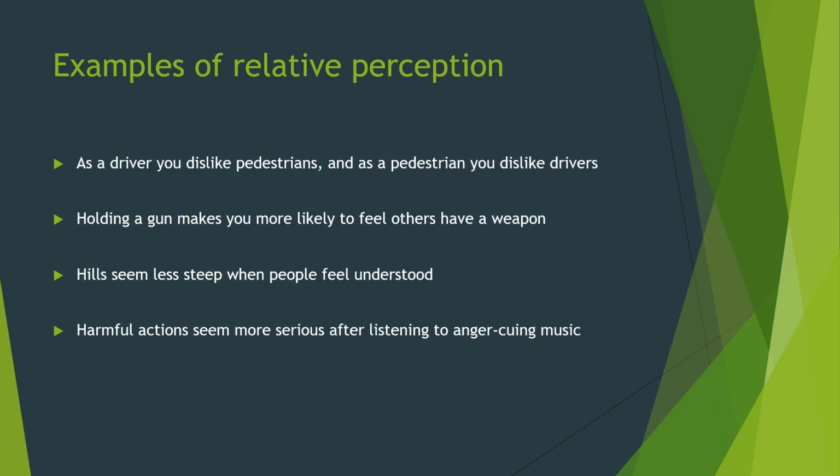It turns out that holding a gun makes you more likely to feel other people have a weapon. It's a strange sort of perception, because you'd think that holding a gun makes you more confident and feel like you might be more in power, but it turns out that holding a gun makes you feel like others have a weapon. A good explanation for this is that it's easier to say that if you have a gun, other people have guns, just because it feels more prevalent. If you don't have a gun, it's easier to feel as though other people don't have guns because, again, they may feel less prevalent. Hills may seem less steep when people feel understood.